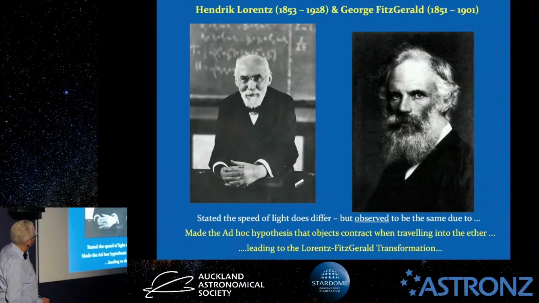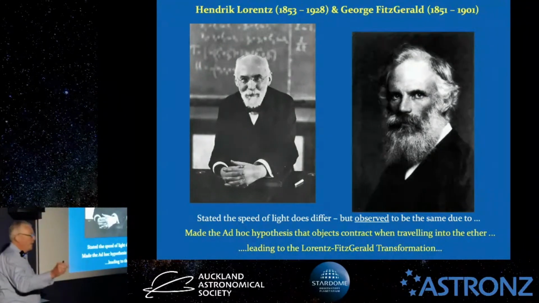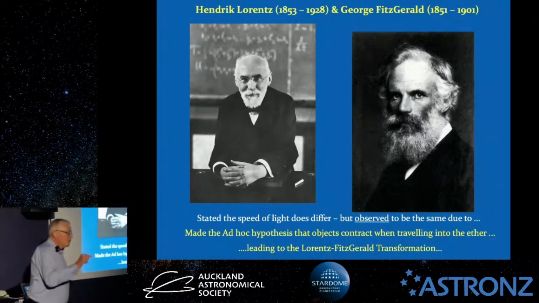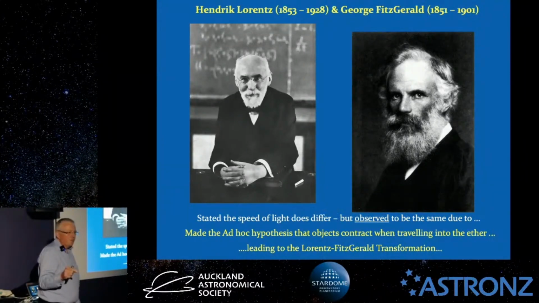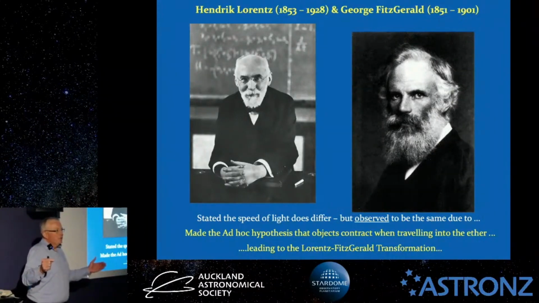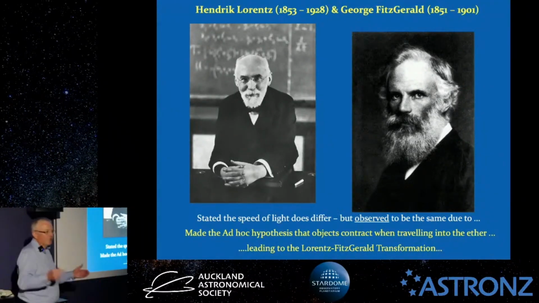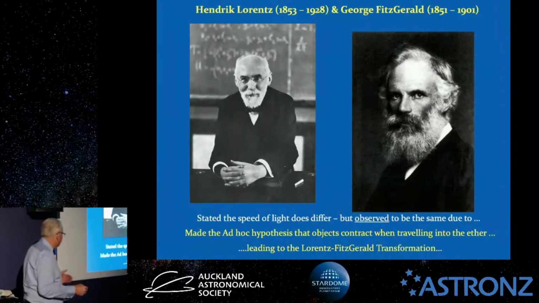And then there were these two characters, Lorentz and Fitzgerald. They stated that the speed of light does differ. There's an ether out there, the speed of light does differ, we just have not measured it that way. Our instruments have shown that the speed of light is the same. Why? Because they had this ad hoc hypothesis, don't know where they got it from, but they picked it out. They said that the length of objects as they travel through the ether in motion contracts and shrinks down a little bit. And that's the reason why we get this apparent observation that the speed of light is exactly the same.